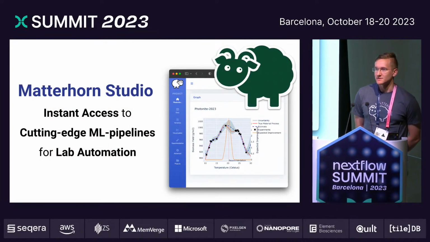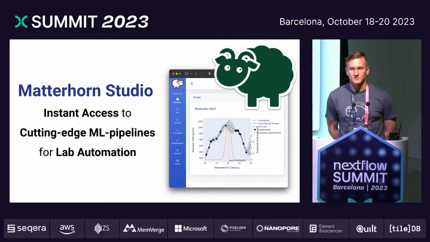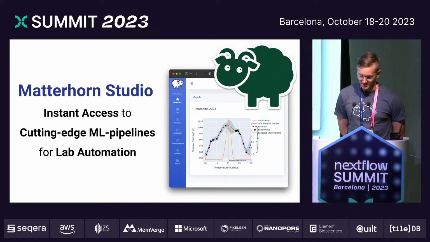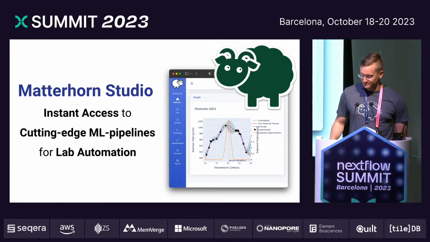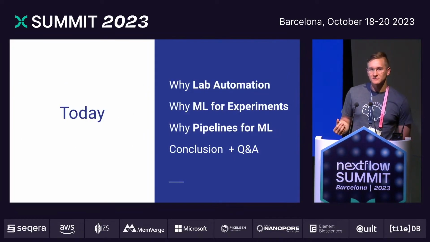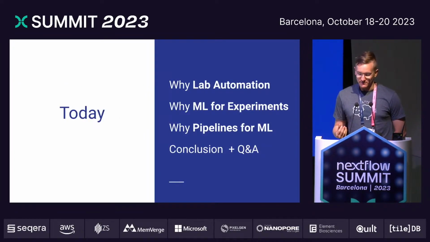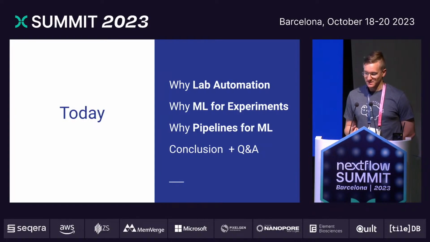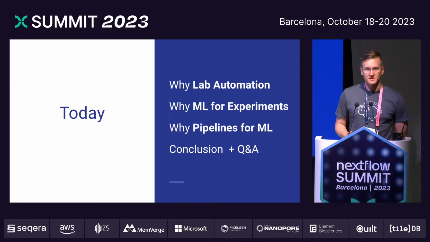Nowadays, I spend my time on something called Matterhorn Studio, which enables instant access to machine learning pipelines that are cutting edge and really great for lab automation. And so today, I'm going to talk to you about lab automation, why we do that, then why we need machine learning for experiments, and then ultimately, why we need pipelines for that machine learning.